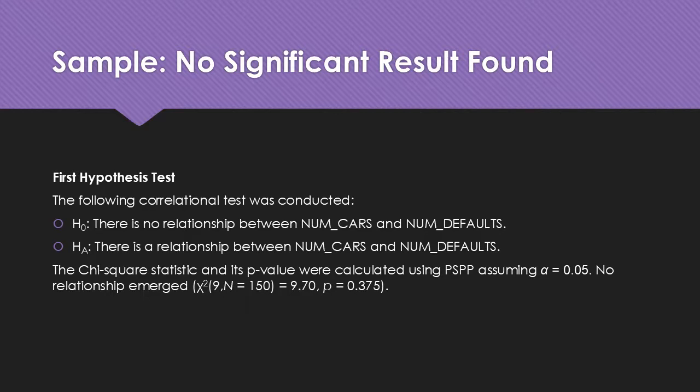Our data states that our degree of freedom is 9, our n is 150, the chi-square is 9.7, and p equals 0.375. In this case, because p-value is 0.375 and greater than 0.05, this indicates we have weak evidence from the sample that the null hypothesis can be rejected. Therefore, we will say that there is no relationship between num cars and num defaults.